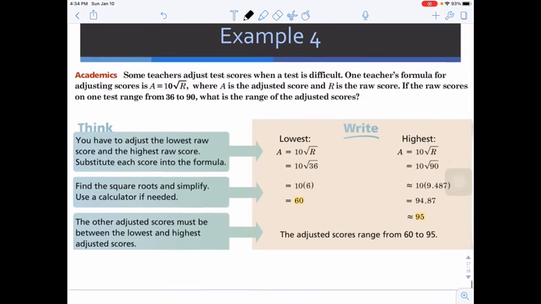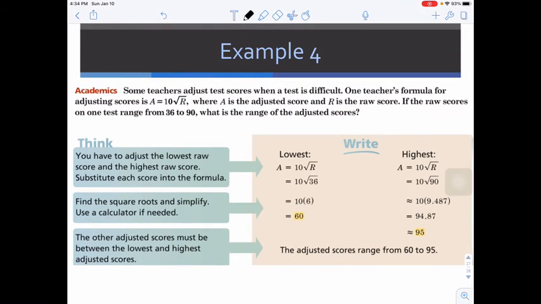The work for this problem is written out on the next slide with extra explanation for you and a reminder to use a calculator if you don't know the square root of 90, which I don't expect you to know.